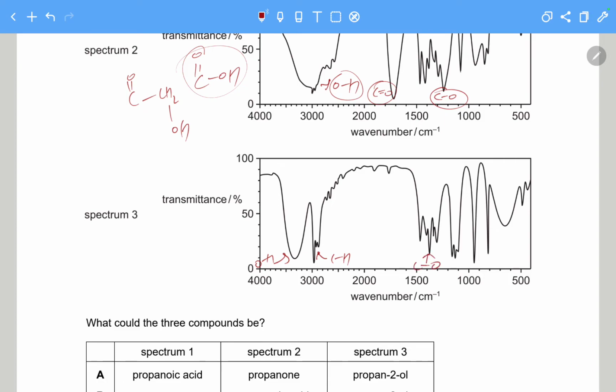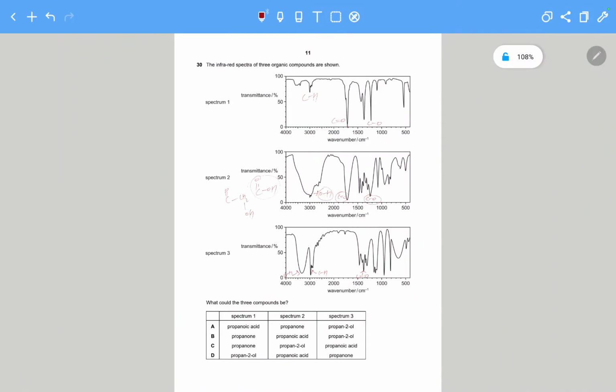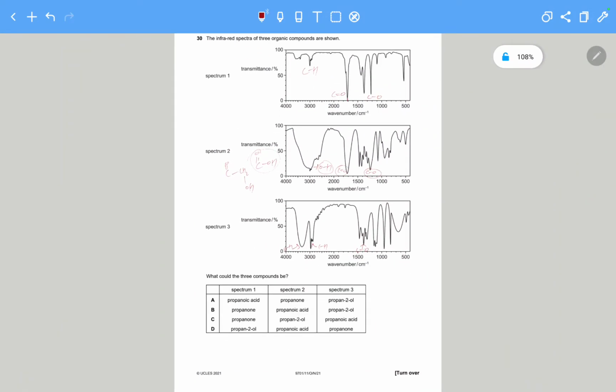So this one is likely to be an alcohol, because it has C single bond O and OH, and it does not have any C double bond O. So we have all of this information in our hands. Now let's answer this question.